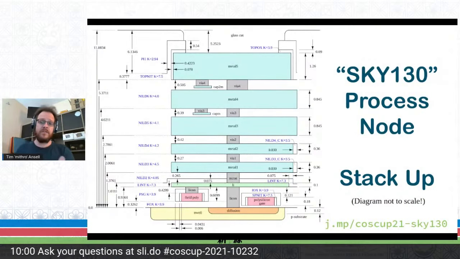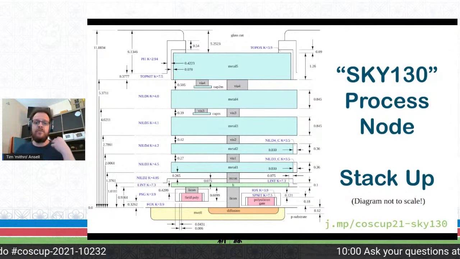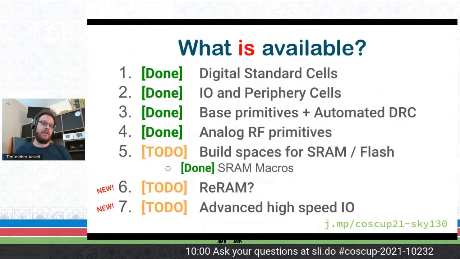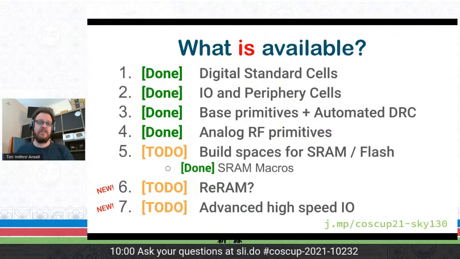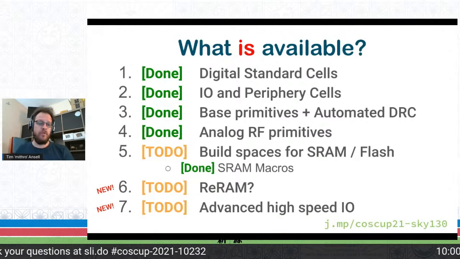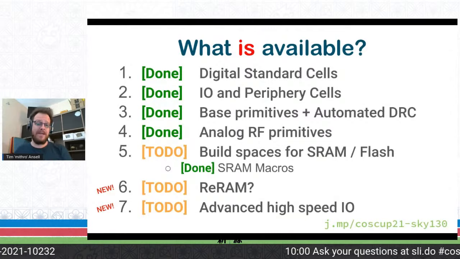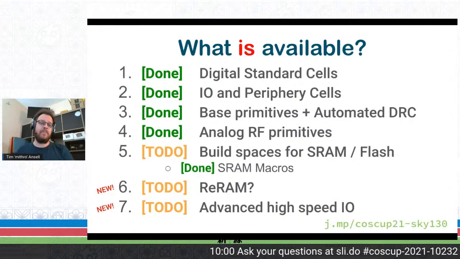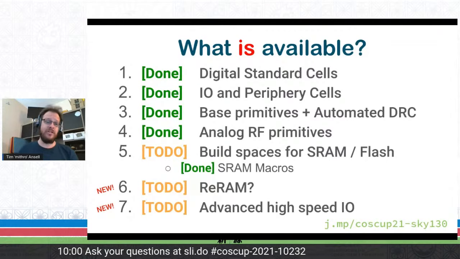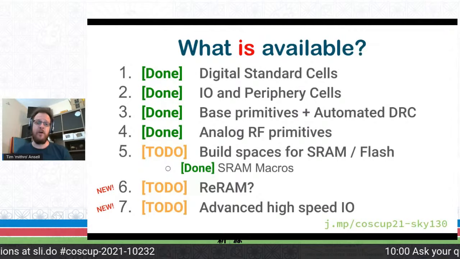And this is kind of what the stack up looks like for Skywater. What we currently have available is digital standard cells, I/O libraries, base primitives and DRC, analog SPICE models. We have SRAM macros released. The build space is almost there. It should be released anytime soon. And we will soon have some new technologies being released, including ReRAM and advanced high-speed I/O.